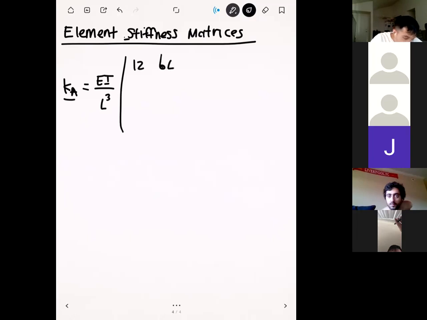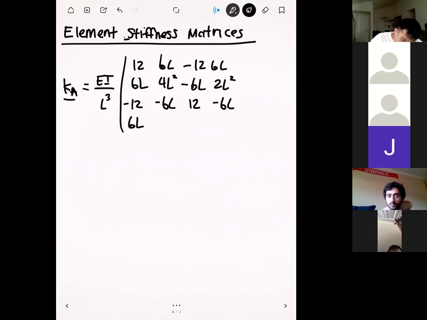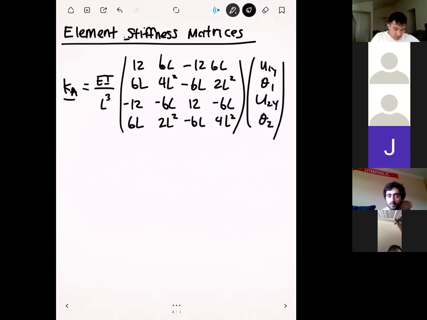So this is going to be 12, 6L, minus 12, 6L, 6L, 4L squared, minus 6L, 2L squared, minus 12, minus 6L, 12, minus 6L, 6L, 2L squared, minus 6L, 4L squared. And then let's specify the nodes that this guy works on. Element A is on the left of our system, so this is going to work on nodes 1 and 2. So that's going to be U1Y, theta 1, U2Y, and theta 2. So that's the element stiffness for element A.